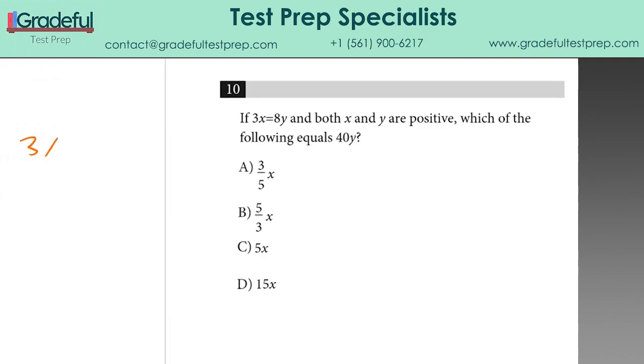So if we start with 3x equals 8y, and we need this to turn into 40y, we can observe that that means multiplying it by 5, because 8 times 5 is 40. And so if we're multiplying both sides by 5, then the 3x will become 15x, and so we have 40y equals 15x, and the answer for number 10 is D.